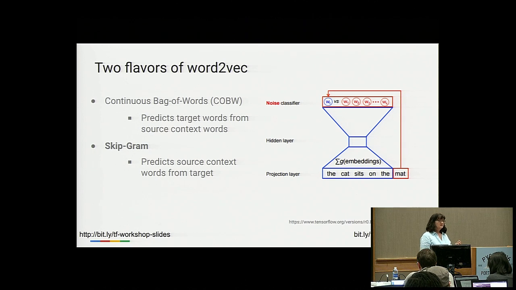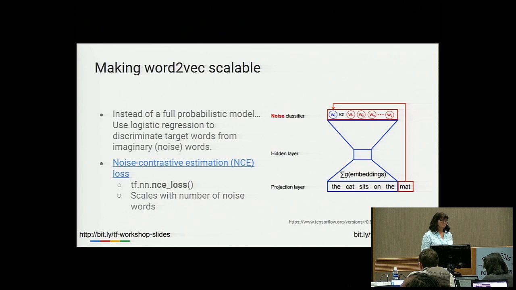Okay. So if you look at the literature, there are two ways that people approach this. One is often called continuous bag of words, where people learn these embeddings by predicting target words from source context words. And the thing that we're going to look at in our exercise does the reverse of that. It's called skipgram, and it predicts source context words from target words. And that's not super important to keep track of.